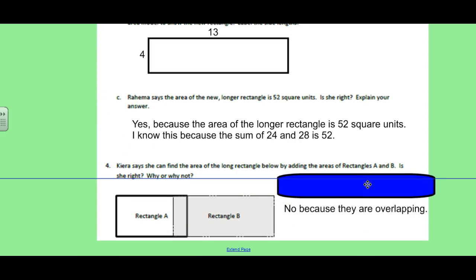Okay, so the answer is no, because they are overlapping, and that's really all you needed to say, because we talked about before, in order to find the area and for the area to be correct, there cannot be any overlapping. And so since part of rectangle A is on part of rectangle B and they're overlapping, that's not really going to give us what the true area of these two rectangles are.